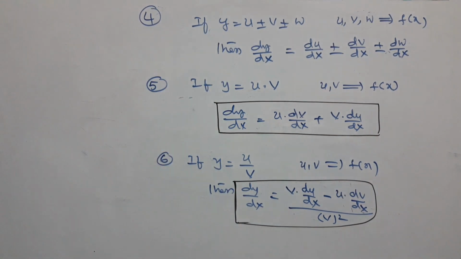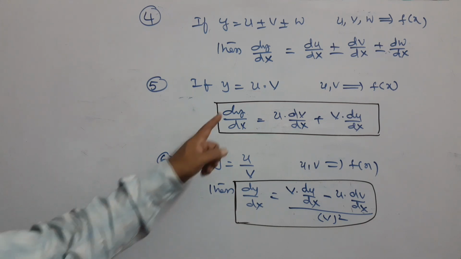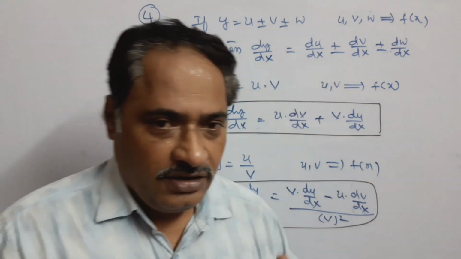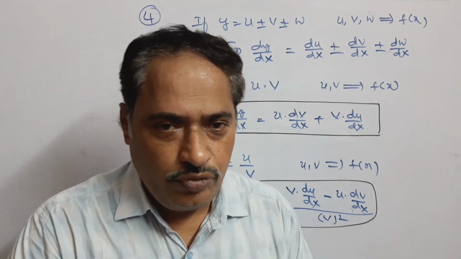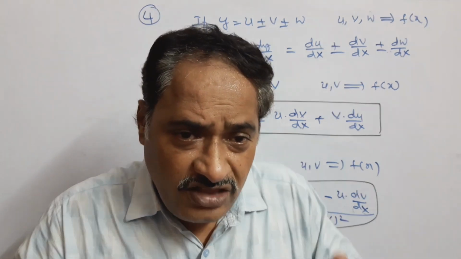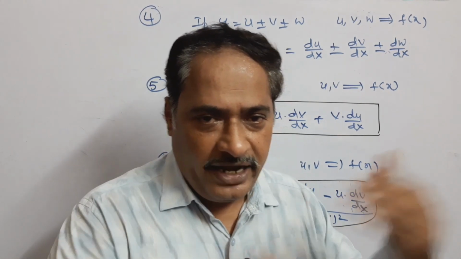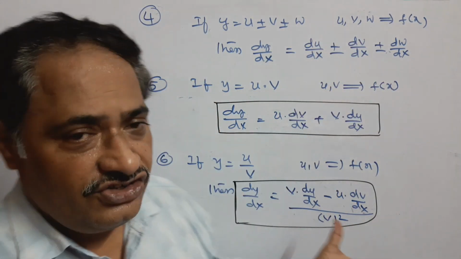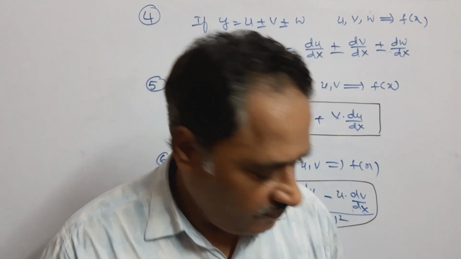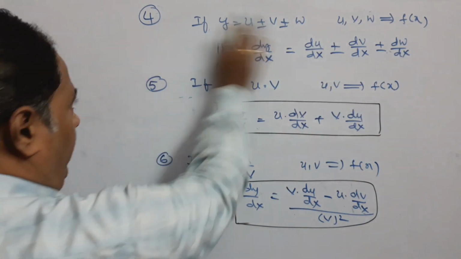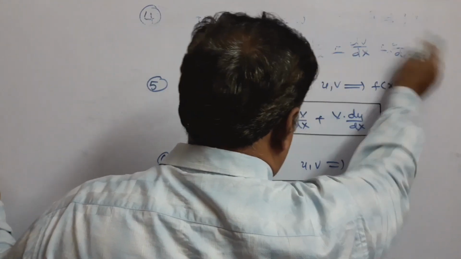First, all of you go through these equations: this is u into v, this is u by v, and in the case of the fourth one, y equals u plus or minus v plus or minus w. These concepts can be applied in physics. Here I expressed all values in terms of x, a function of x. Now I want to explain one or two simple examples.